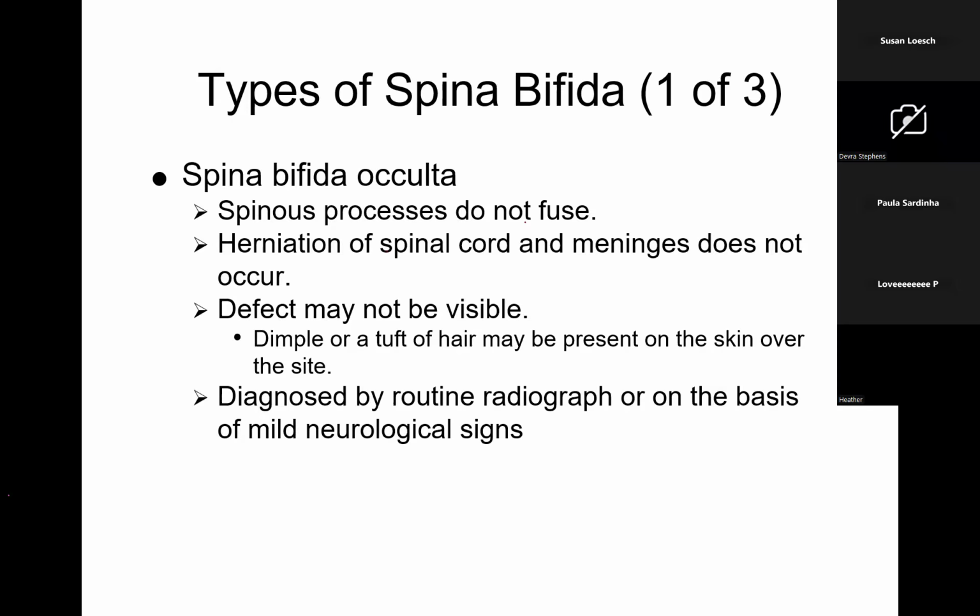In spina bifida occulta, the spinous processes do not fuse, but the herniation of the spinal cord and meninges does not happen either. Okay, so here it's just those spinous processes that don't fuse. You might not see it, and they'll have that dimple or that tuft of hair over the site.